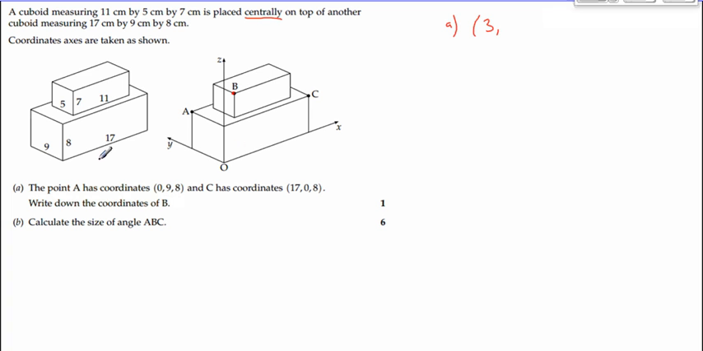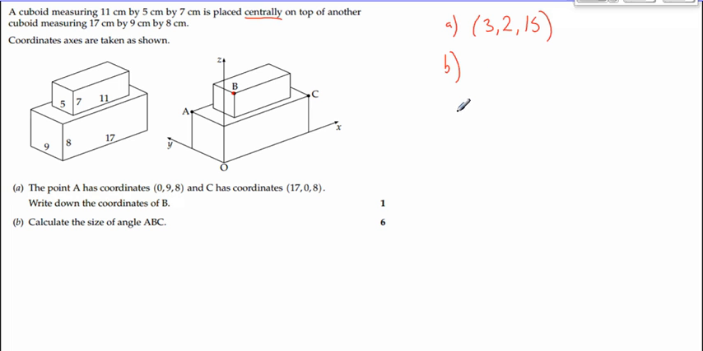Similarly, on the y-axis, 9 going back on the big one, 5 going back on the wee one, means there's 4 spare. Because it's central, 2 on each side. So the y coordinate for B is going to be 2 back along the y-axis. Then finally, the z-coordinate is just going to be the combined height of both of those, which is 15. So there's part A.